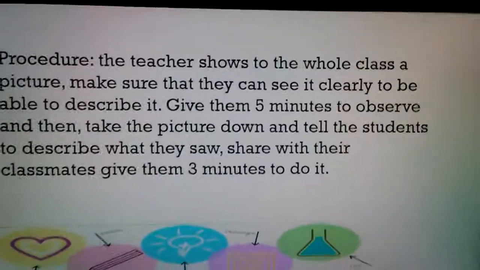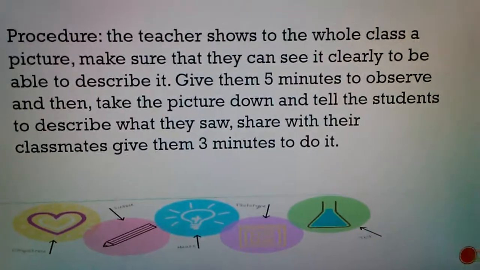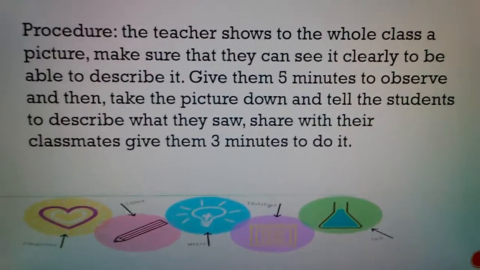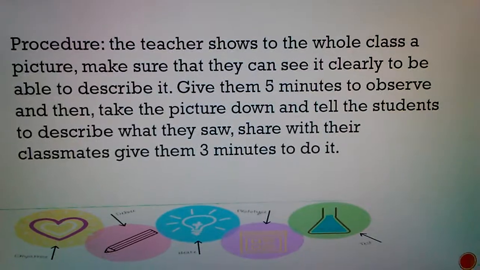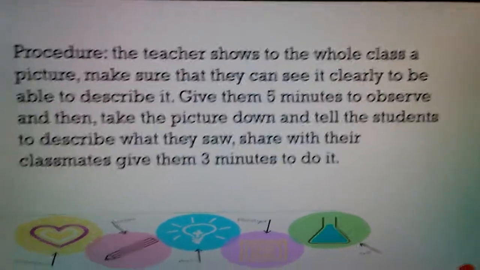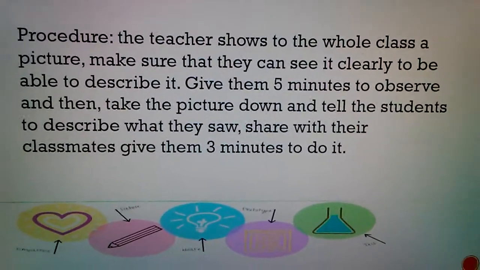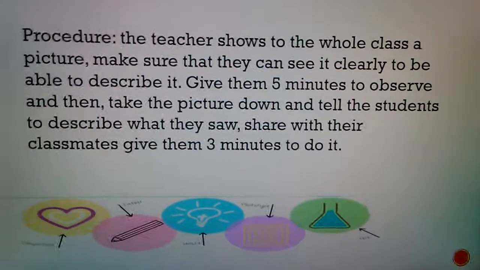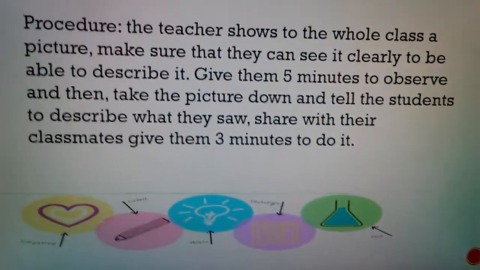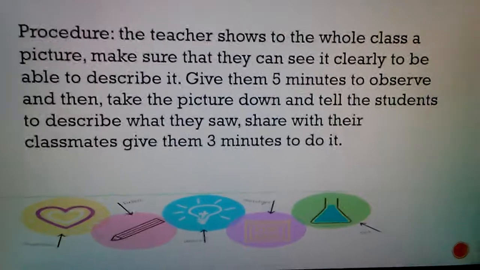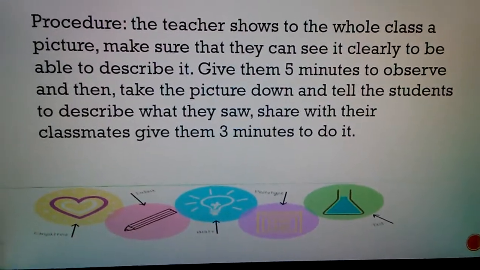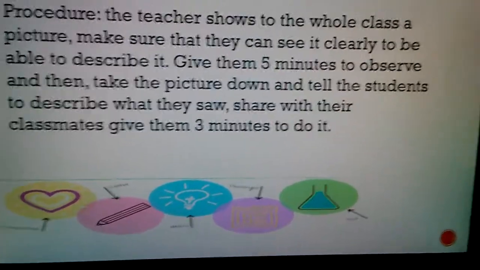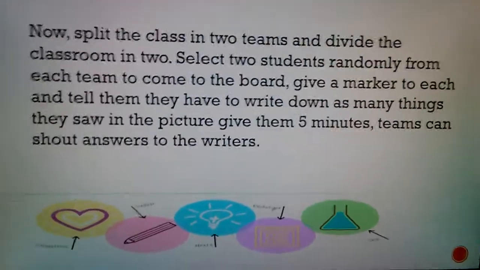The procedure. The teacher shows the whole class a picture. Make sure that they can see it clearly to be able to describe it. Give them 5 minutes to observe it, and then take the picture down and tell the students to describe what they saw. Share with their classmate. Give them about 3 or 5 minutes to do it.